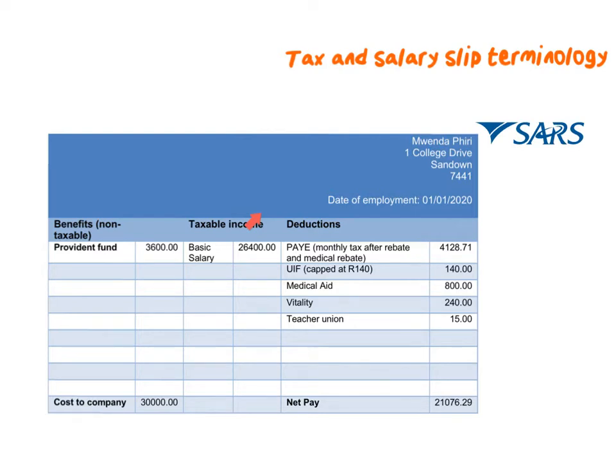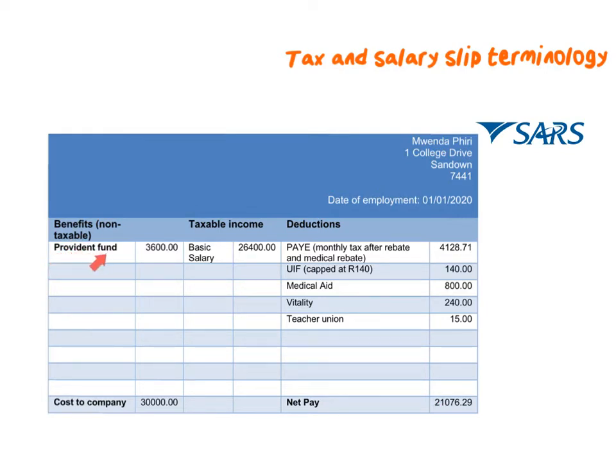So once all these deductions are on here, they are taken away from your basic salary in order to get your net salary. So the basic salary here was 26,400, and then all these deductions were deducted to get your net pay. So what does this benefits mean over here on the far left-hand side?